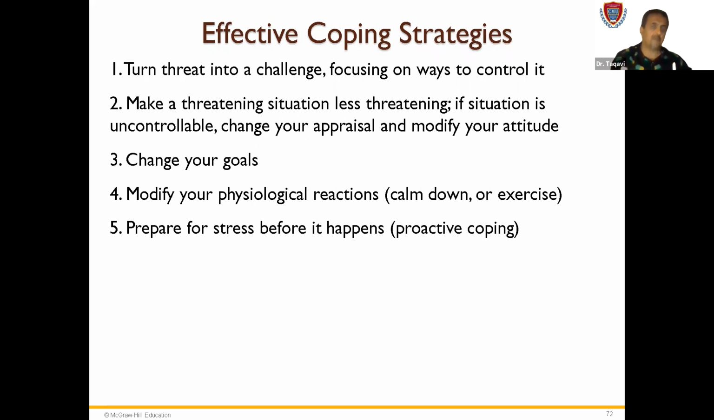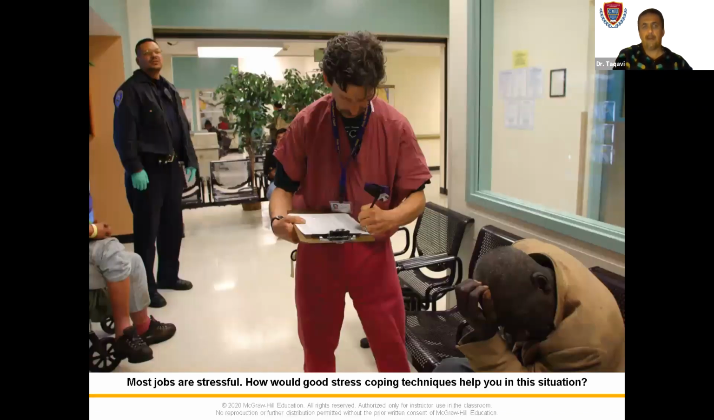Change your goals. The first one is very important. Third, turn threat into a challenge and change your goals and modify your physiological reactions. Calm down or exercise; regular daily exercise can reduce your stress. And prepare for stress before it happens. It is proactive coping. In the final slide, you can see that most jobs are stressful. How would good stress coping techniques help you in these situations?